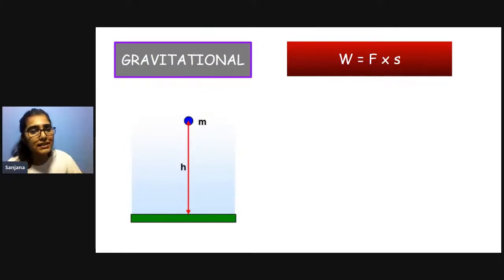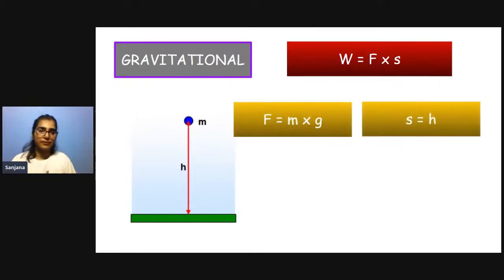Now the force is equal to mg. So why is force equal to mg? You all have done the formula for force. Force is mass into acceleration. But here the acceleration is equal to g, that is acceleration due to gravity, because you're doing it against gravity. So therefore, in place of force, you will write mg.